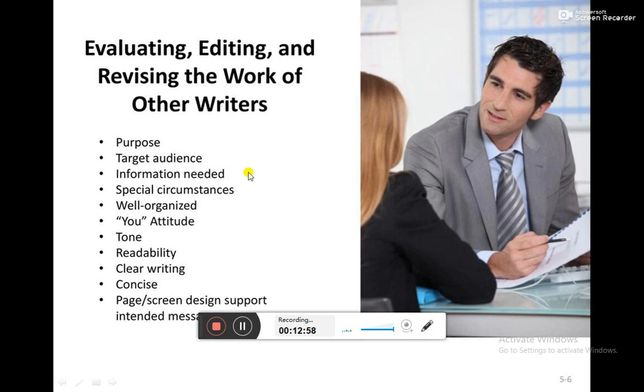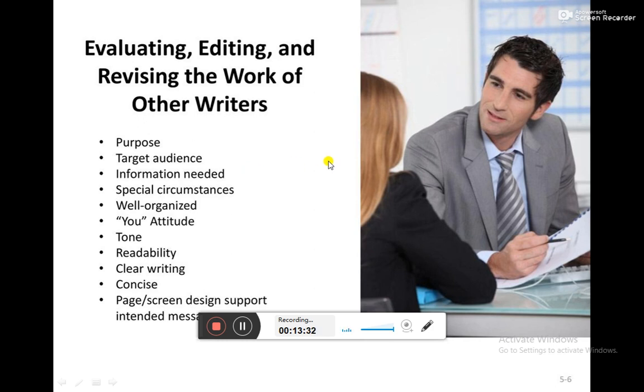Can the readability be improved? Is the writing clear or not? How can it be improved? Is the writing as concise as it could be? Does the page or the screen design support the intended message? You can read more about using the skills in this chapter. So it's all about these questions.